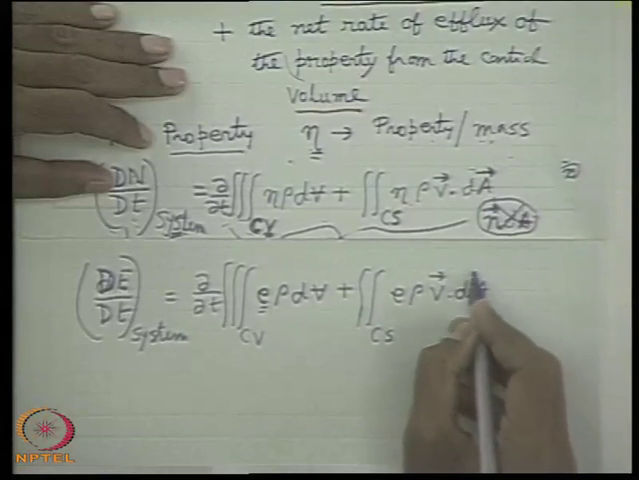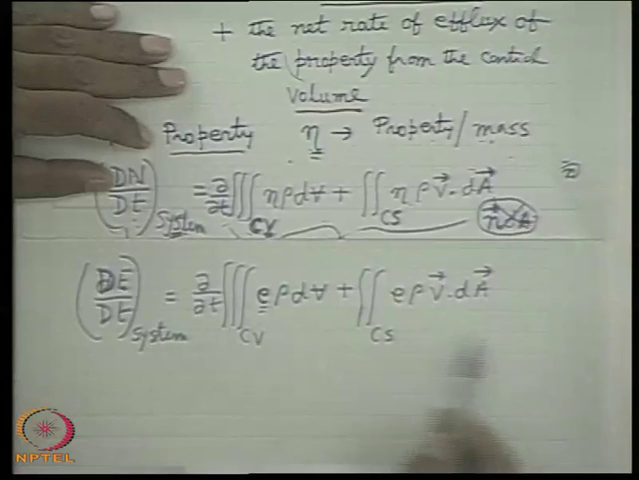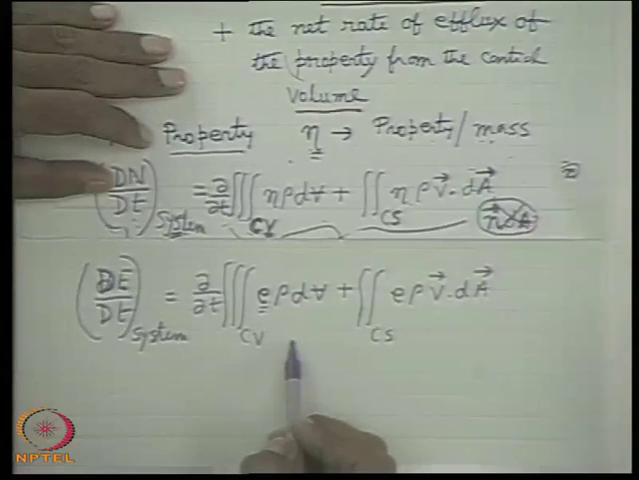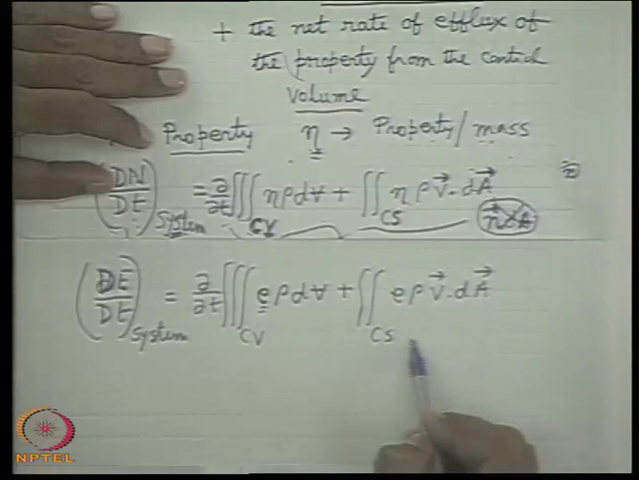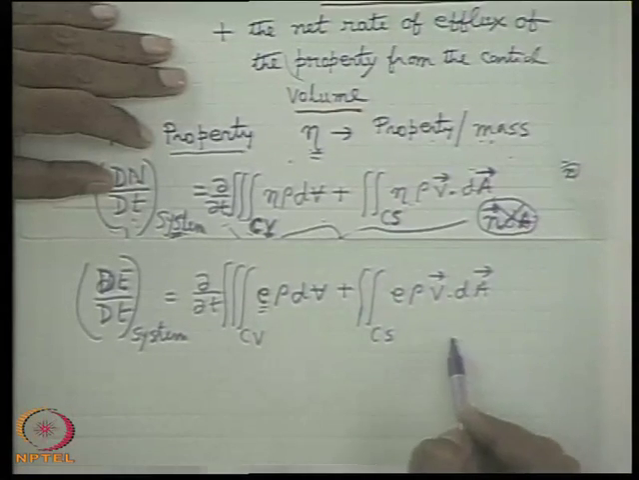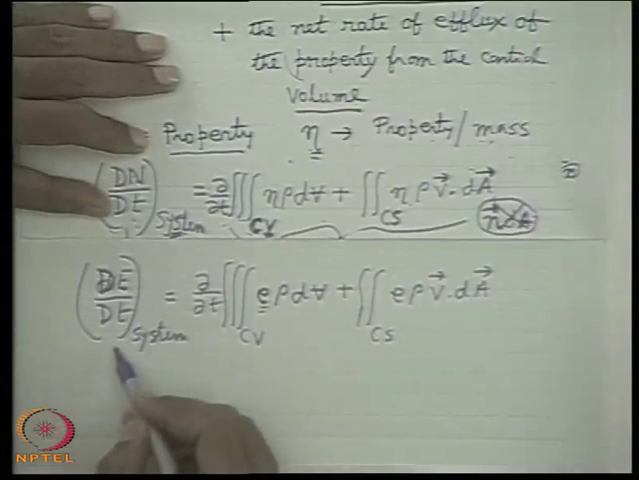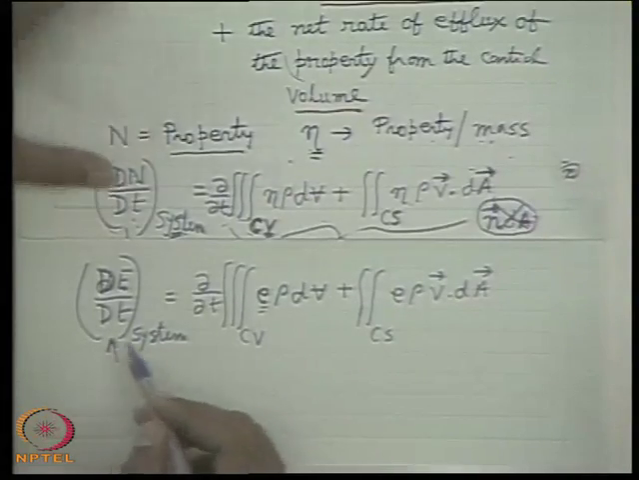So this, that means the right hand side represents the rate of change of internal energy within a control volume plus the net rate of efflux of energy from the control volume across its control surface, which is equal to DE Dt for a system. So, what is DE Dt for a system?